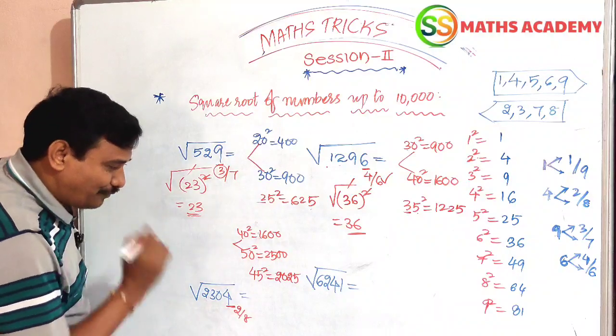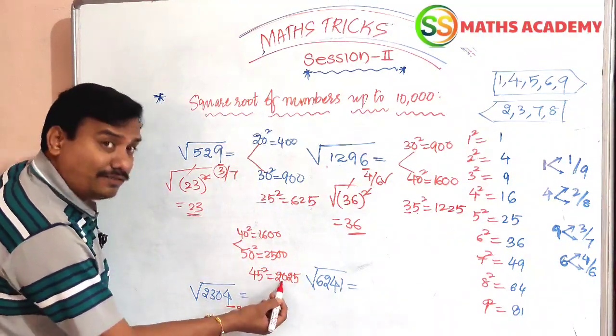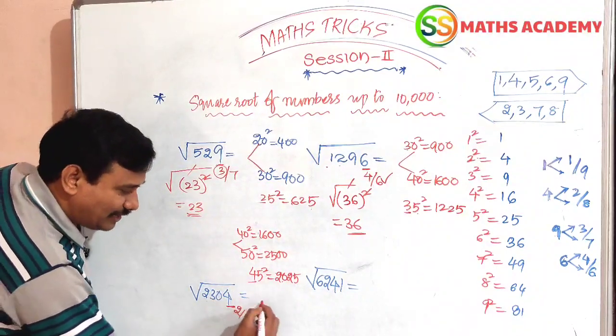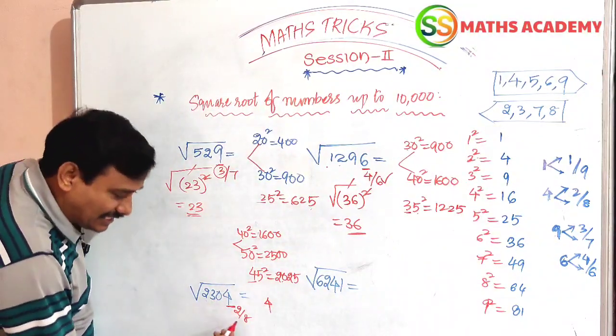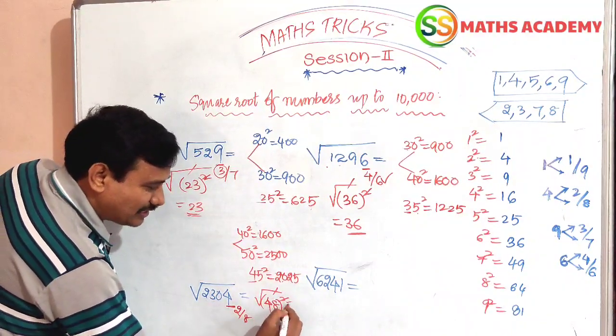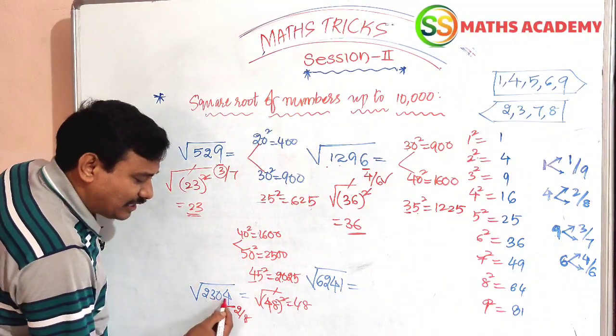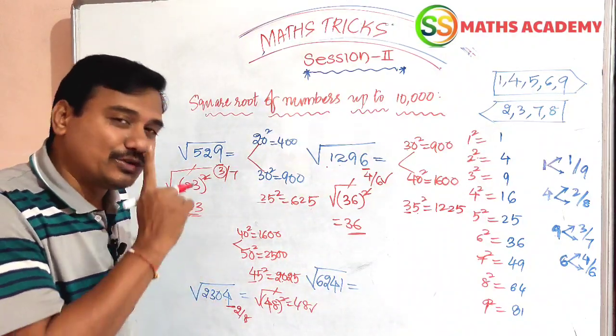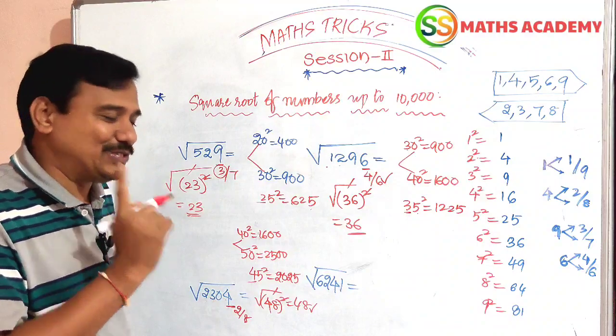Clear. Now friends, this value is more than this value. This value is more than this value. Means you can take 4 here. More means the next number, 48. Whole square, the square root cancels. The square root of 2304 is nothing but 48. Very clear. And the last question, but not the least, friends.